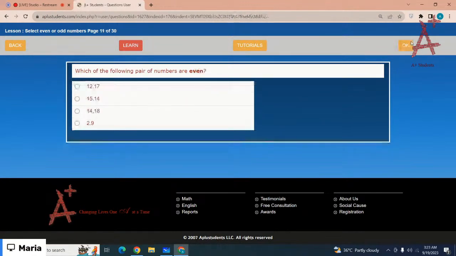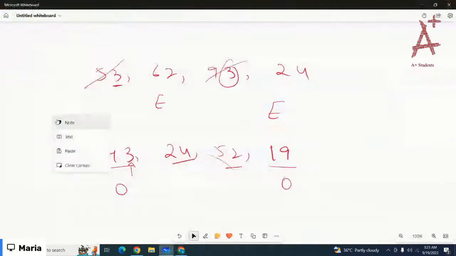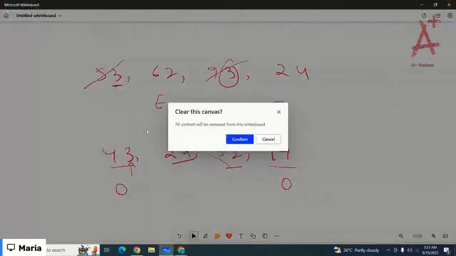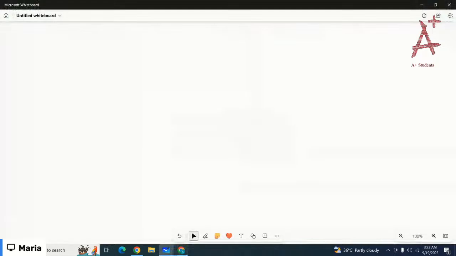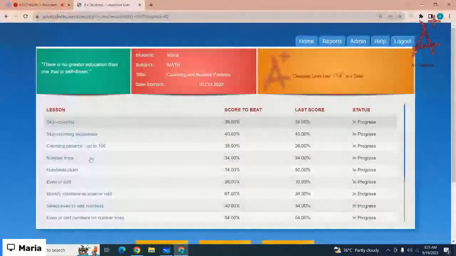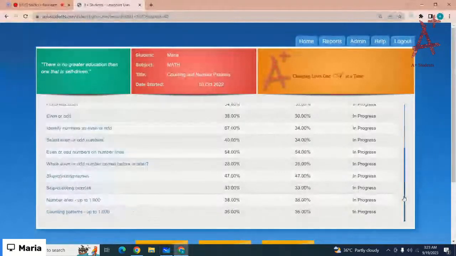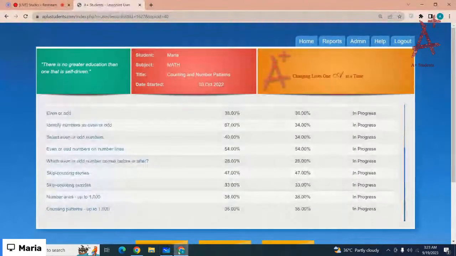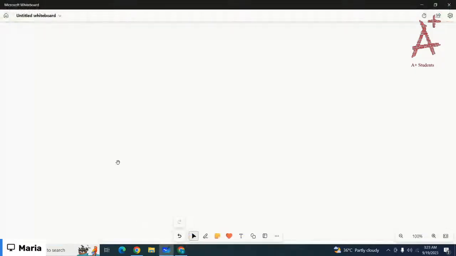So let's just start with the next lesson, and I think the next one is even numbers on the number line. So we already know what are the number lines, right? Because I think in the same chapter we have done number lines. So even or odd numbers on the number line. On the number line, how do you select the even and odd numbers? For example, you are given a number line. Let's just start with an example.